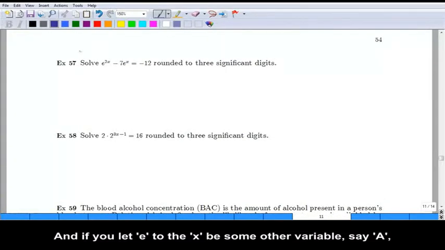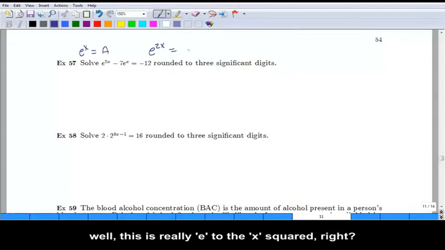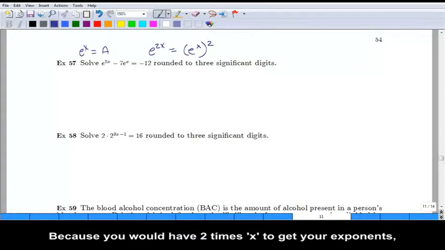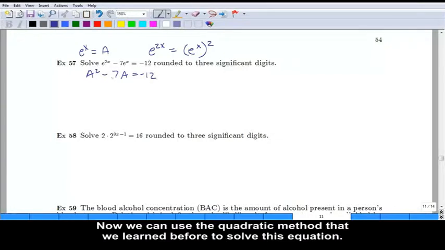If you let e to the x be some other variable, say a, then e to the 2x is really e to the x squared, because you would have 2 times x to get your exponent. So this would be a squared minus 7a is equal to negative 12. Now we can use the quadratic methods that we learned before to solve this equation.